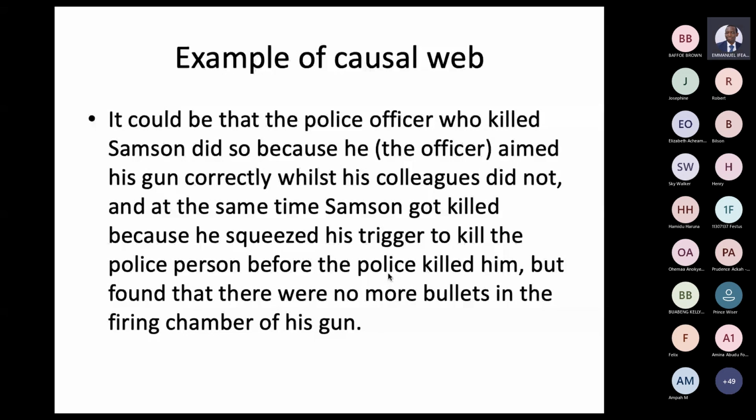The policeman wanted to shoot Samson. Samson wanted to shoot the policeman. They did so at once. The only difference is that the policeman had a bullet. Samson did not have a bullet. So the person who had a bullet in his gun succeeded in killing the other person. But they all happened at the same time. So that's a causal web.